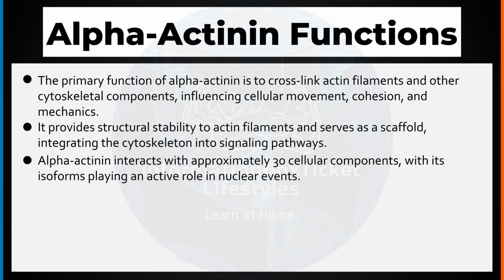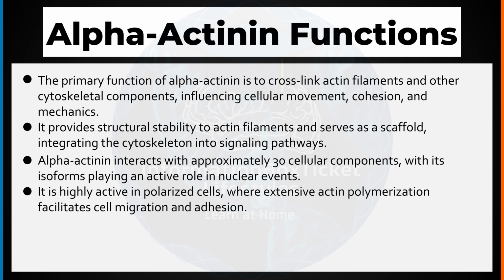Alpha-actinin interacts with approximately 30 cellular components, with its isoforms playing an active role in nuclear events. It is highly active in polarized cells, where extensive actin polymerization facilitates cell migration and adhesion.